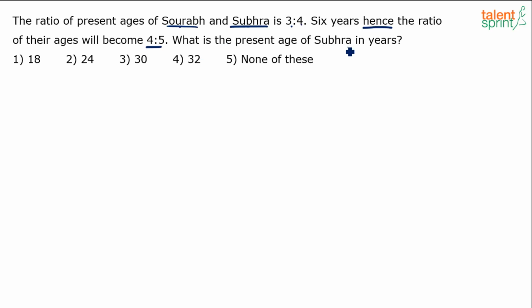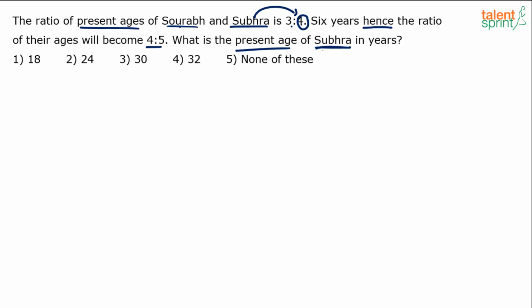What is the present age of Shubhra in years? Now, what is he asking us to find out? Present age. Whose present age? Shubhra's present age. So look at first condition. He's talking about present ages. According to the first condition, present ages of Saurabh and Shubhra is 3:4 ratio. So can I say Shubhra's present age should be a multiple of 4?